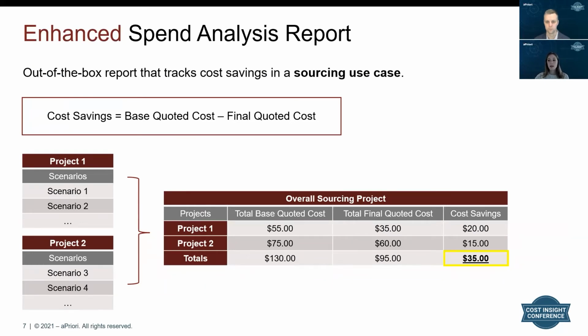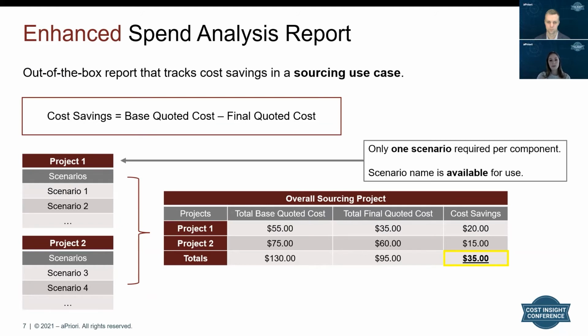So, in response, we have improved the spend analysis report by allowing a single component scenario to store both base and final quoted costs. We did this by adding a user-defined attribute field to each scenario so that the final quoted cost could be stored in the same scenario as the base quoted cost. With only one scenario required per component, there is no longer a need to give scenarios specific names. And this has the added benefit of freeing up the scenario name to be used by the design engineer for their own purpose.